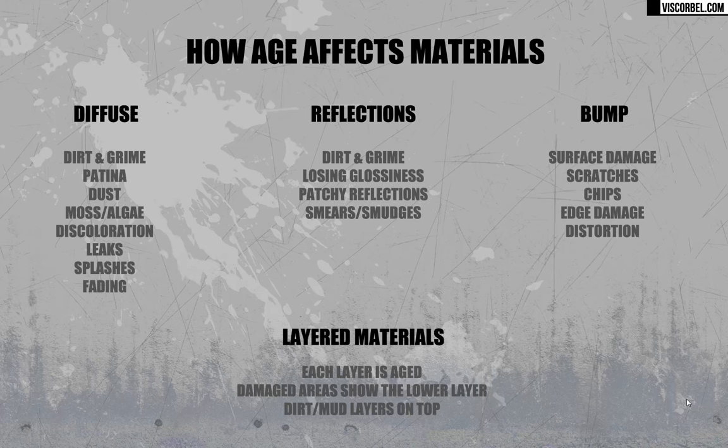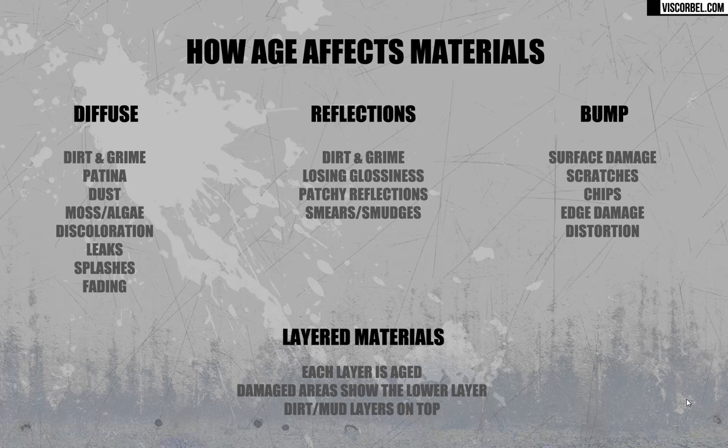Refractions also display similar effects to the reflections. Right, and for the bump you have some basic surface damage, some dents, some scratches, some chips, and you have some more damage around the edges where the most wear happens for the object. And you also get some distortions of the whole object. Basically, if it starts out flat and straight out of the factory, with age it can become slightly buckled, slightly wavy, and distorted a little bit.